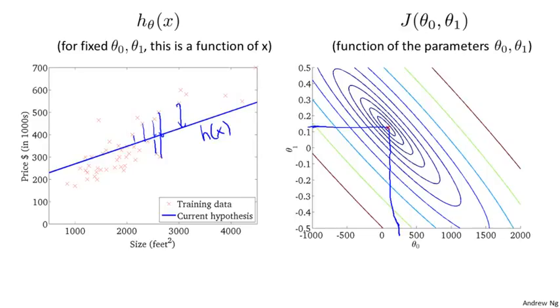So with these figures, I hope that gives you a better understanding of what values of the cost function j are, and how that corresponds to different hypotheses, as well as how better hypotheses may correspond to points that are closer to the minimum of this cost function j.